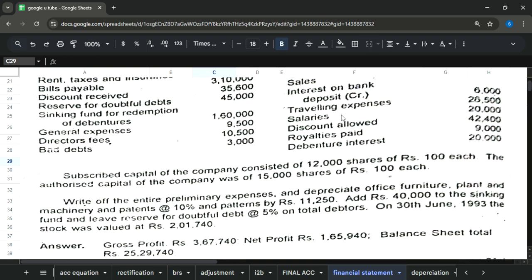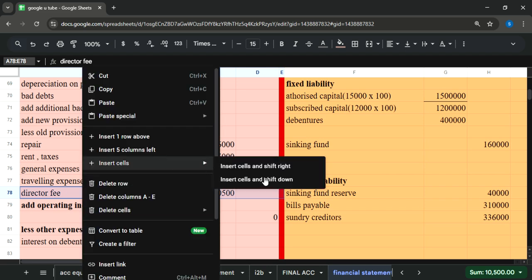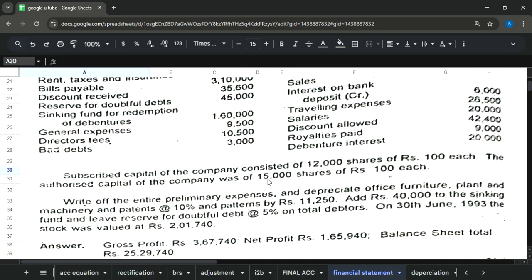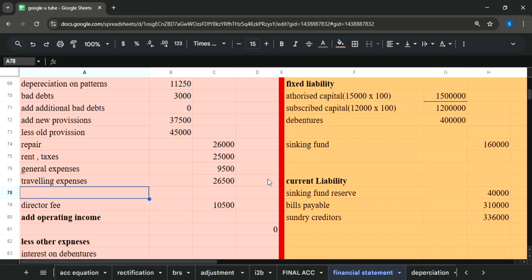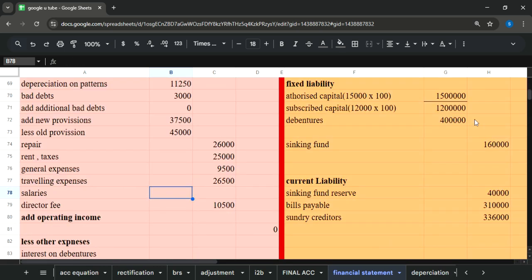Okay, then we have salaries. Good, we need more space, and let's make one more line for salaries. Let's see what it was. Simple salaries. Amount of these salaries 42,400. Mention in front of it.